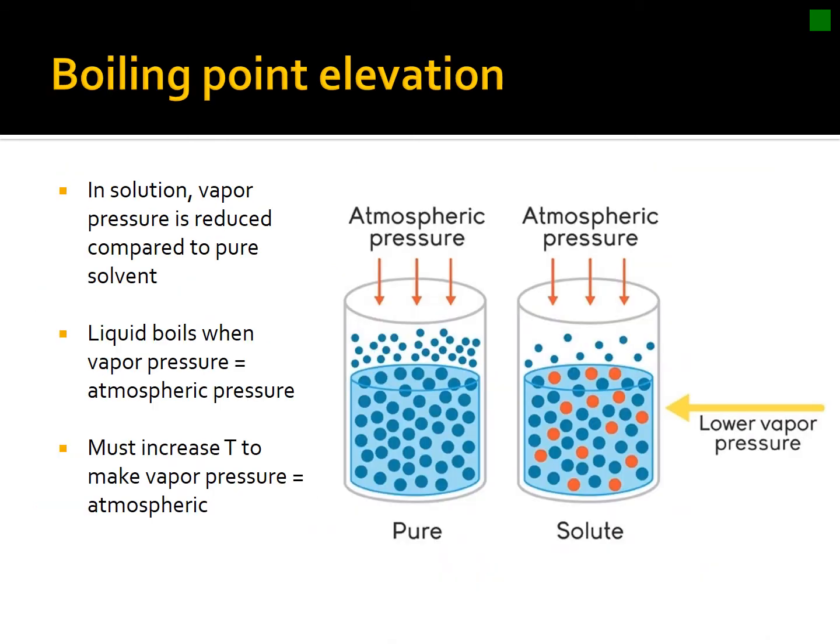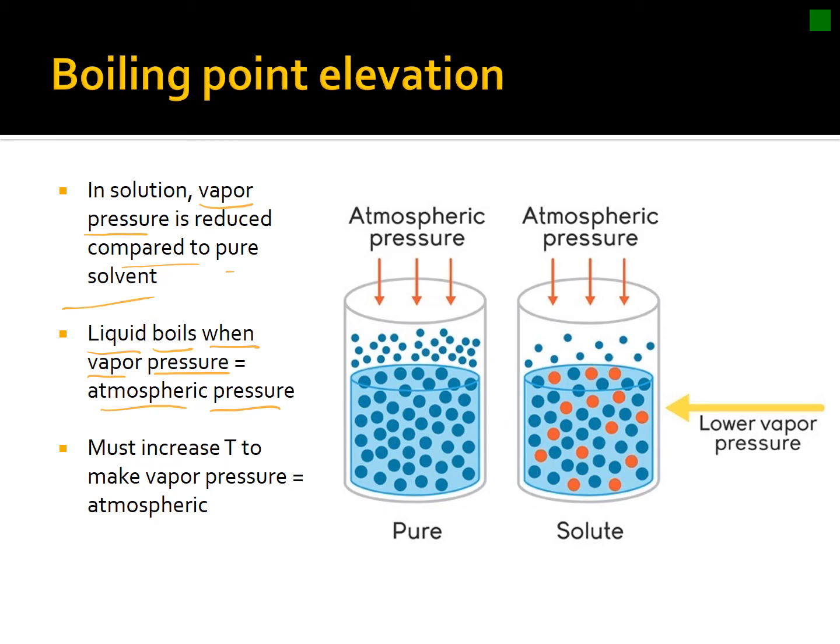All right, so boiling point elevation. Boiling point elevation is where your boiling point actually elevates higher than what it naturally does. Why? In solution, vapor pressure is reduced compared to that of the pure solvent. And we've already talked about the reasons why. Once again, the solute is covering the surface and it's not allowed to go back and forth as easily. Liquid boils, and by definition, we've also learned that liquid boils when your vapor pressure equals your atmospheric pressure.